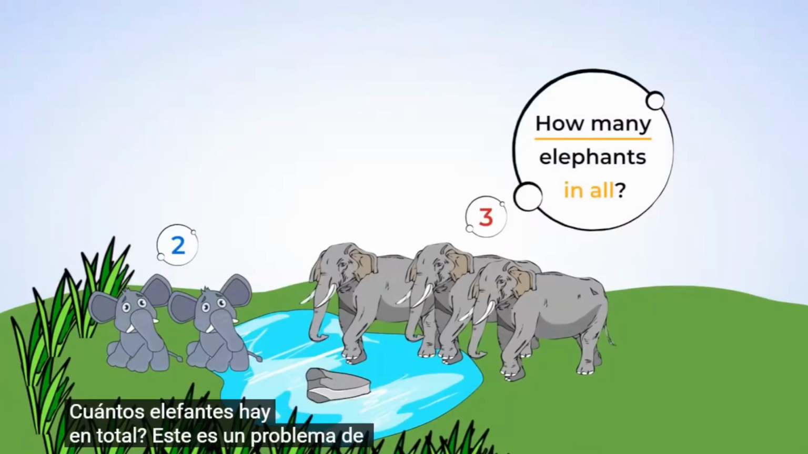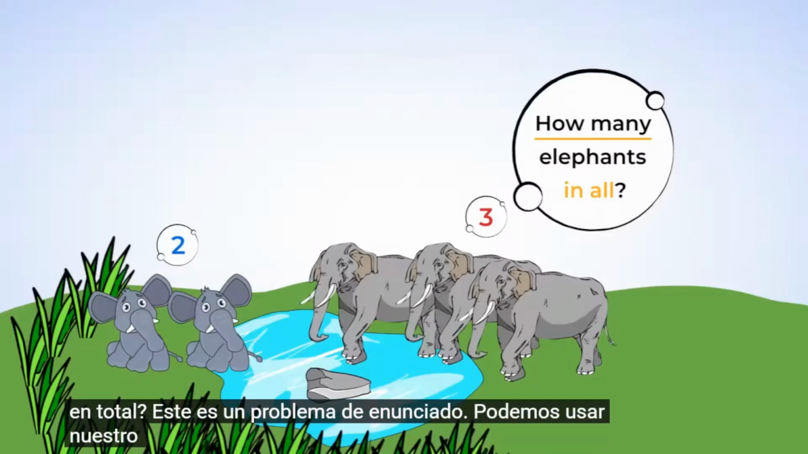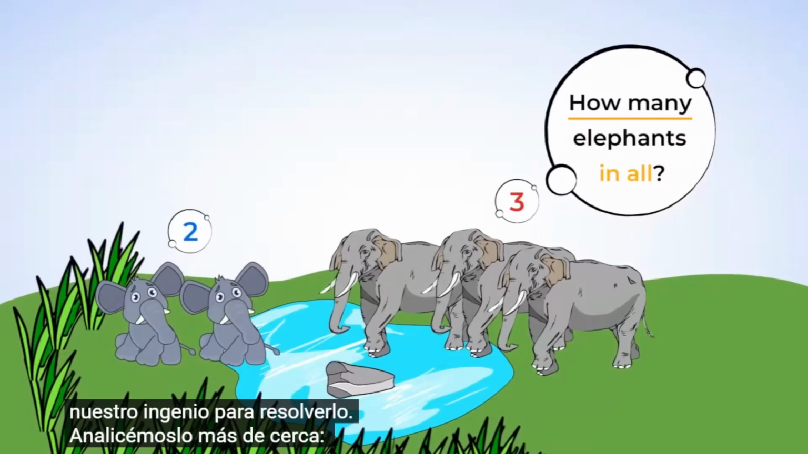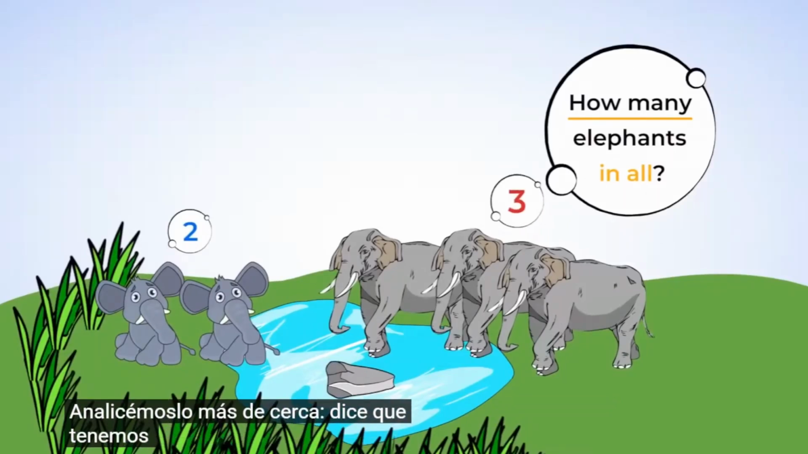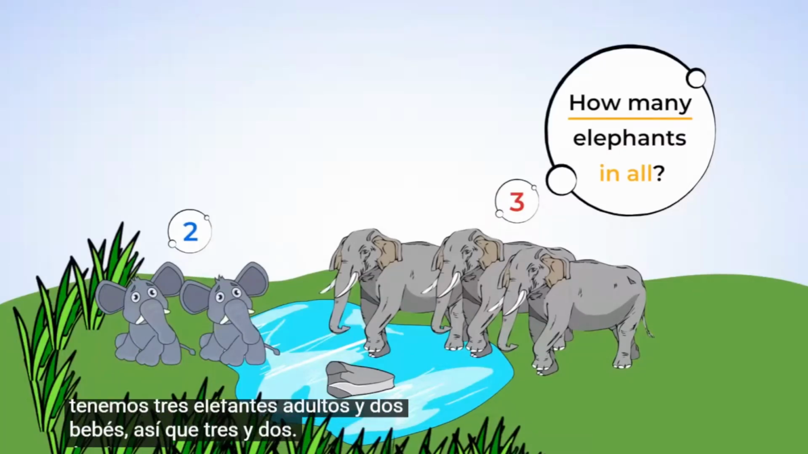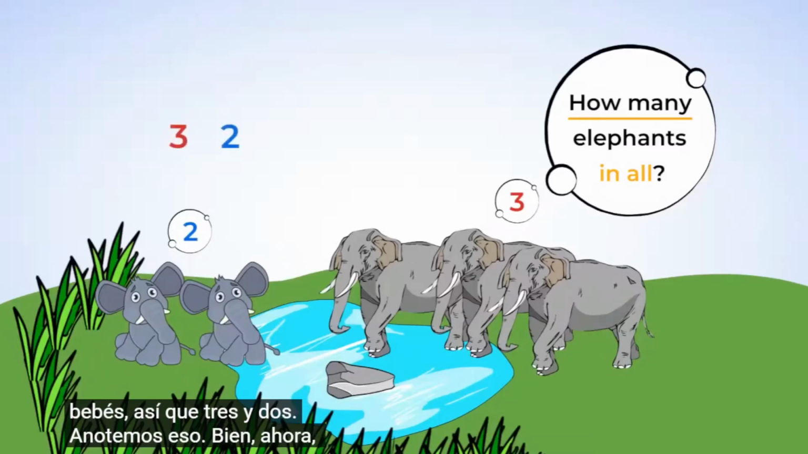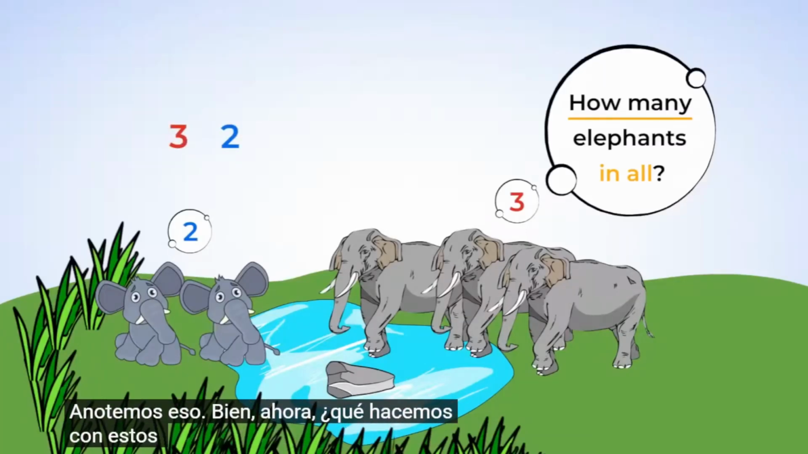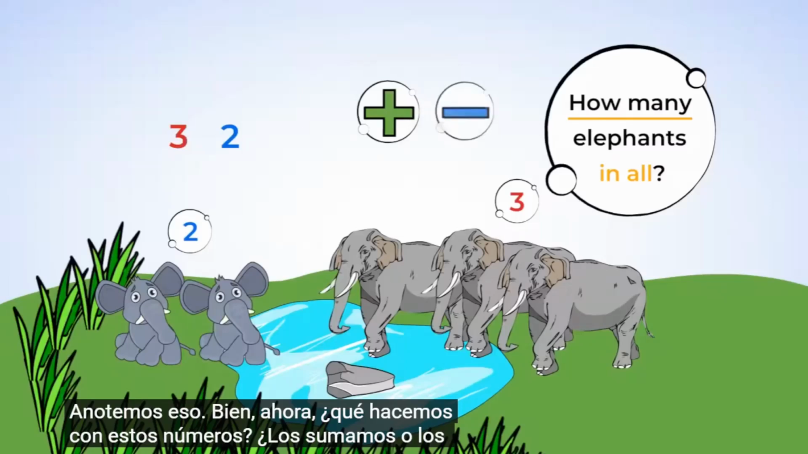This is a word problem. We can use our brains to figure out how to solve it. Let's take a closer look at it. It says we have 3 adult elephants and 2 baby elephants. So, 3 and 2. Let's write that down. Okay, now what do we do with these numbers? Do we add or subtract them?